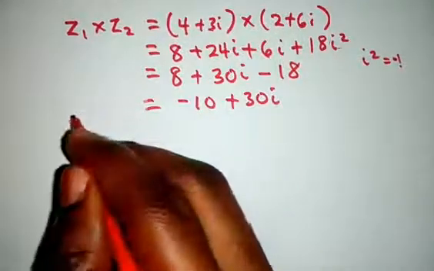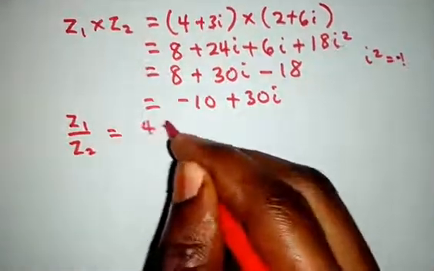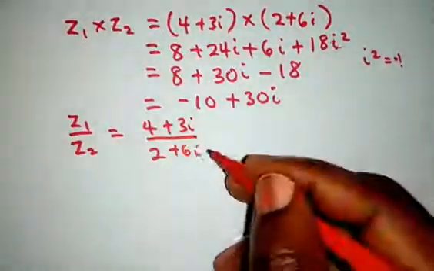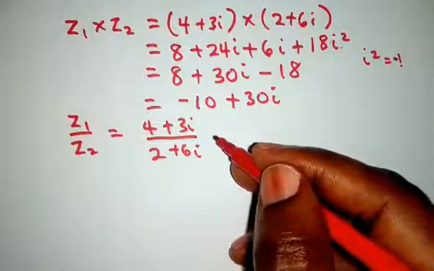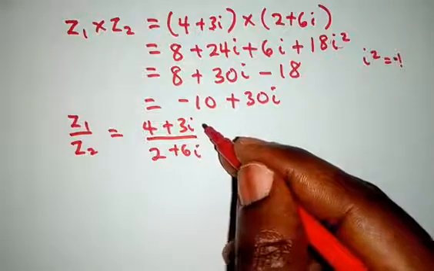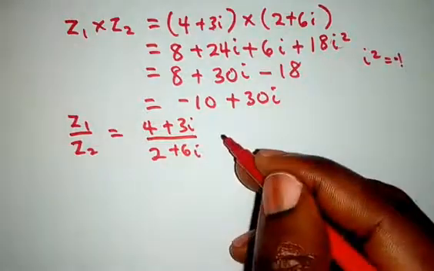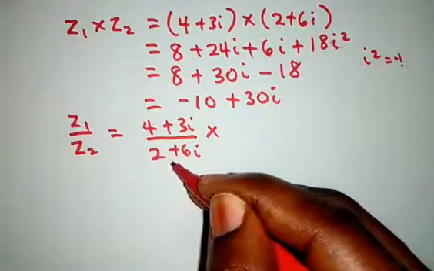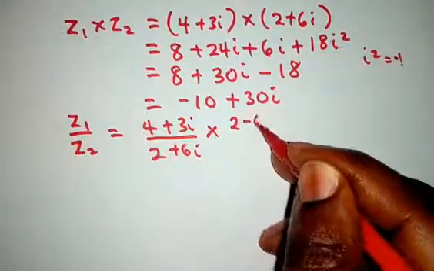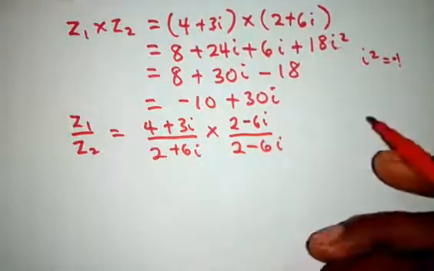We can also divide z1 by z2. That is 4 plus 3i divided by 2 plus 6i. Now, to carry out division of complex numbers, we multiply both the numerator and the denominator by the complex conjugate of the denominator. And the complex conjugate of the denominator is 2 minus 6i. So multiply the numerator by 2 minus 6i and also the denominator by 2 minus 6i.